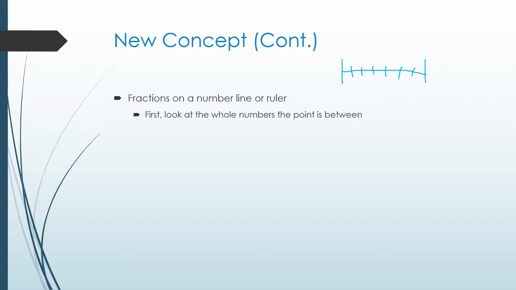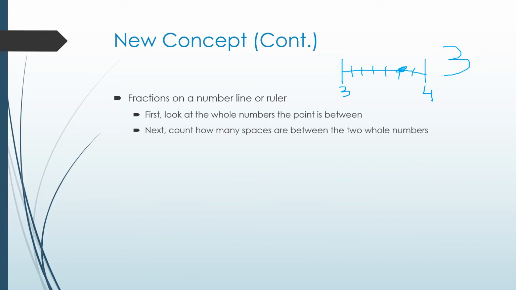Okay, say the whole number 3 is here and the whole number 4 is here, and our point is right here. So we're between 3 and 4. That means if we were doing this as a mixed number, my whole number would be 3, because I'm past the 3, but I'm not to the 4 yet.